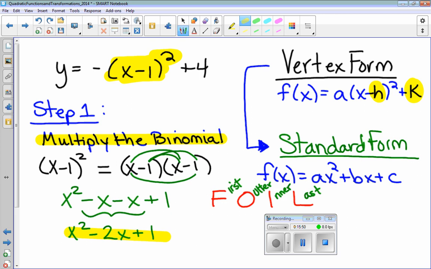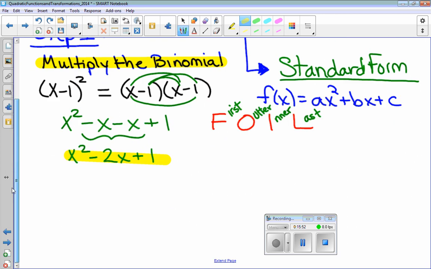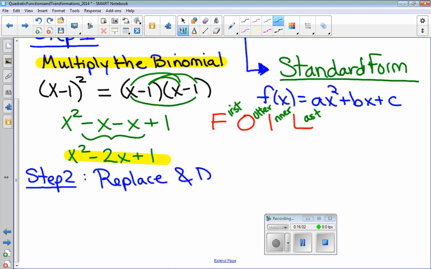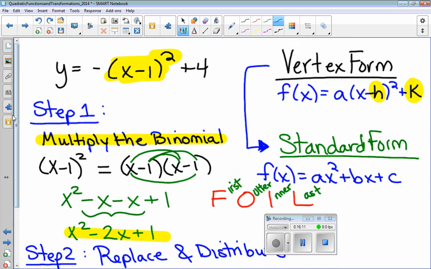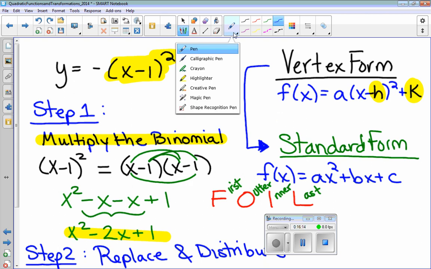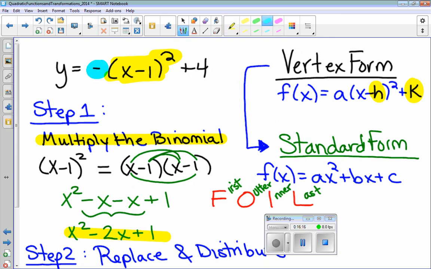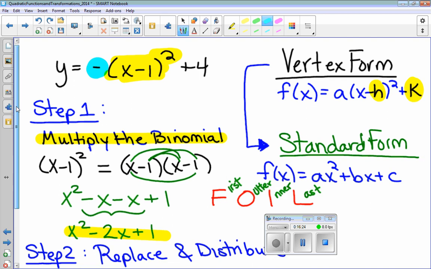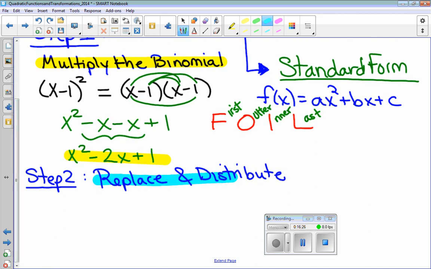I'm going to then distribute the negative. So step 2: replace and distribute. If there is a number in front, which means right up here in my problem, what number was at front? Well, it wasn't really a number, but it was a negative. Would you agree with that? I have to distribute that negative now, but not until after I've multiplied the binomial. So I'm going to replace and distribute.